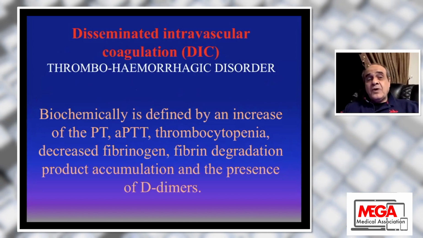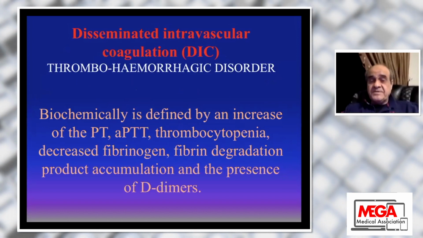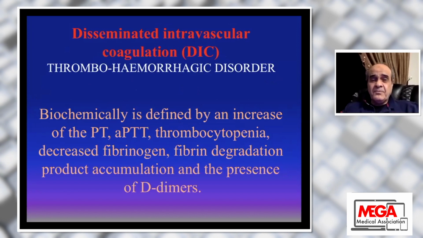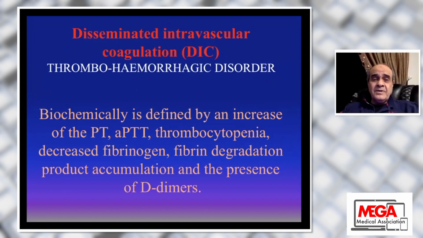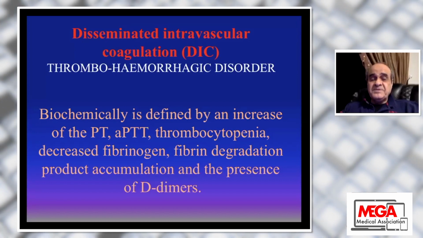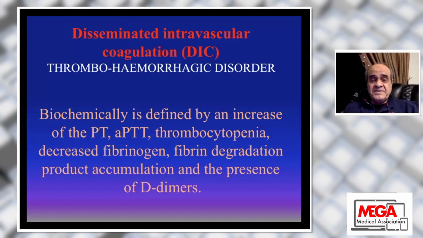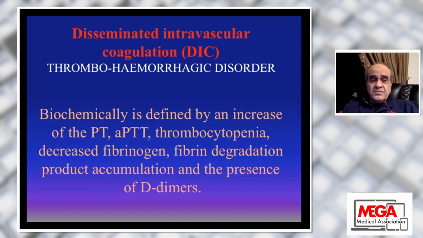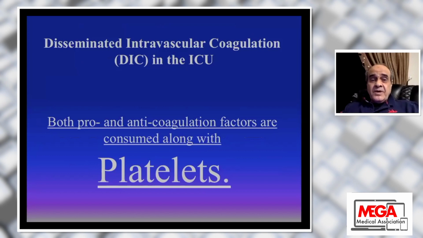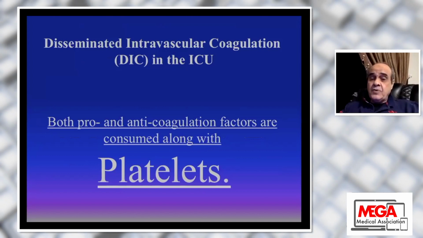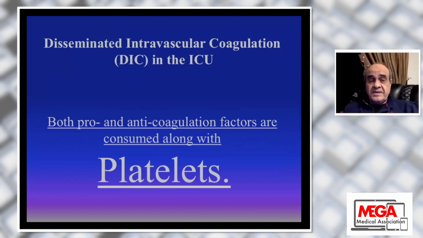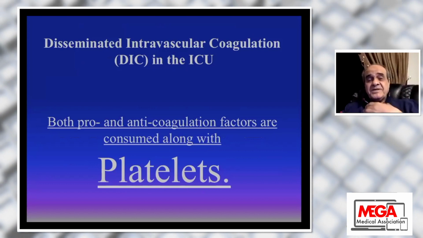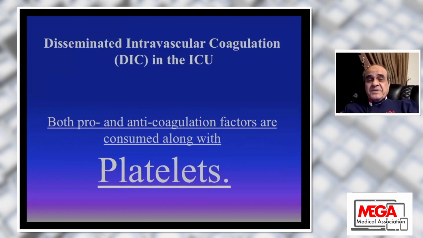Disseminated intravascular coagulation, or thrombohemorrhagic disorders: we sometimes face these problems, and their degree of severity differs from patient to patient, but we can be faced with this problem, especially in multi-organ failure, in severe sepsis, and in some situations like placental abruption and amniotic fluid embolism and so on. In DIC in the ICU, both pro- and anticoagulation factors are consumed along with platelets. We find every lab investigation is distorted in DIC. BT is high, PTT is high.